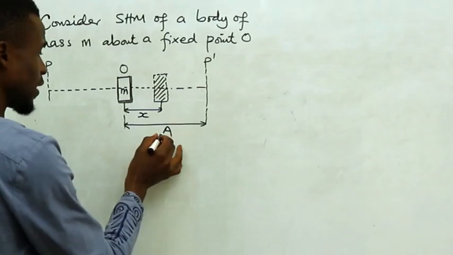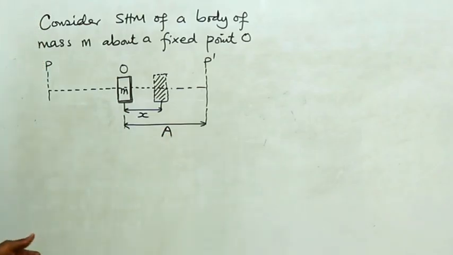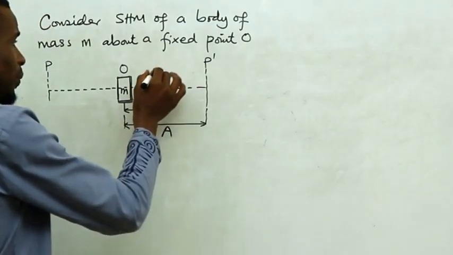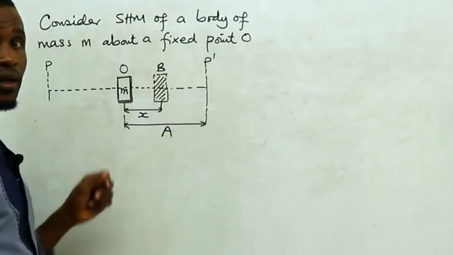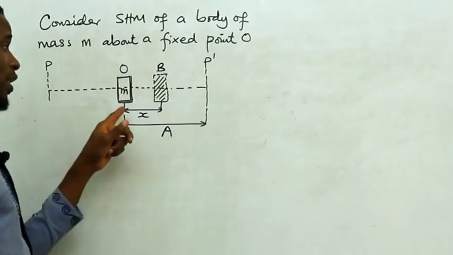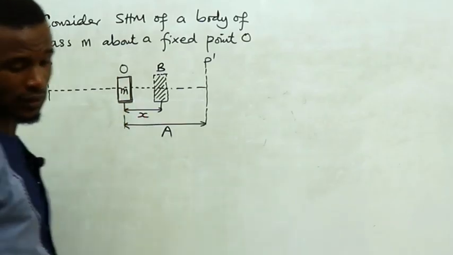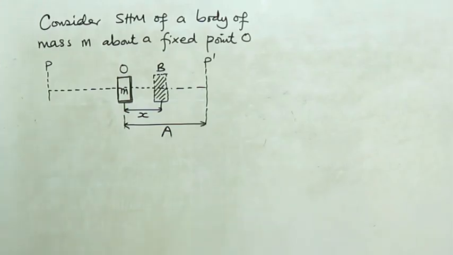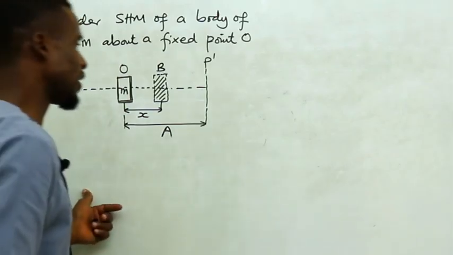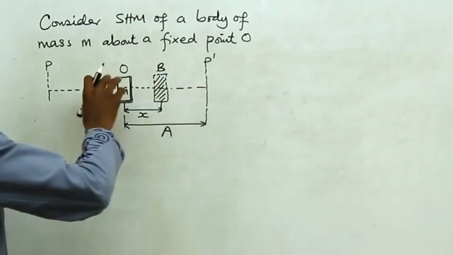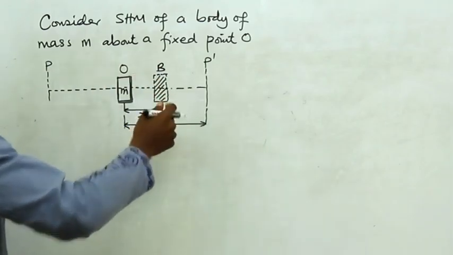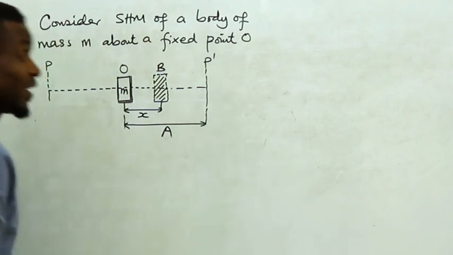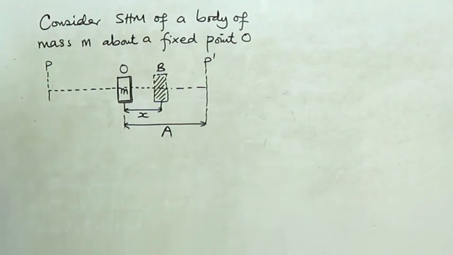So it keeps executing simple harmonic motion. We want to consider this body and look at a few of the terms that we use in simple harmonic motion. The body is at point B here, and at point B, the displacement from the equilibrium position is x. The amplitude is A. Now, while it's going the other side, the restoring force will try to pull it back, so it ends up retarding or decelerating until the velocity is 0.